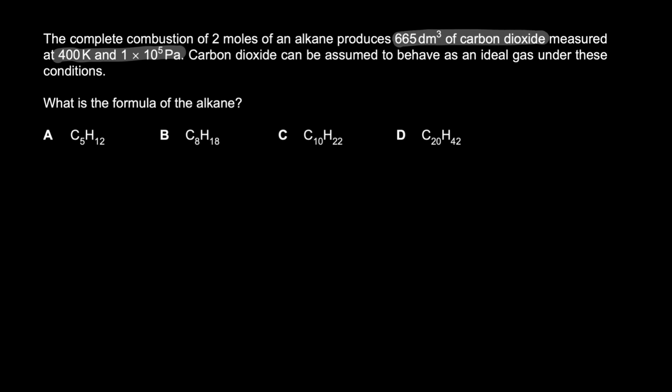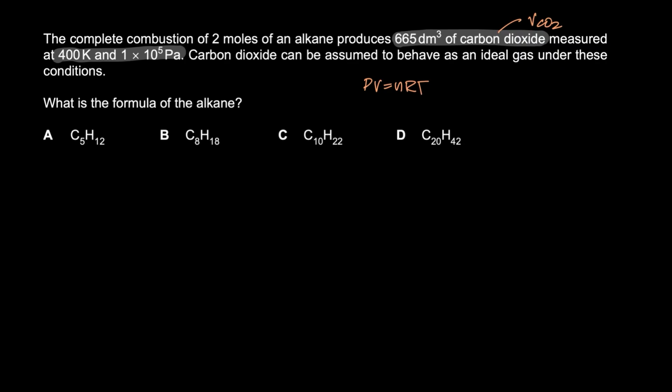Now, normally speaking, when they give you the volume of gas, you simply do 1 mole of gas is 24 dm cube. You can't do that here. You've got to use the formula PV = nRT to find the number of moles. In this question, they've given you only the volume of carbon dioxide. You want to convert that into moles. That's the known quantity, and the formula is the unknown.